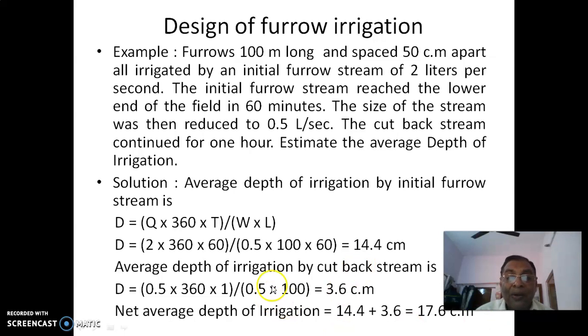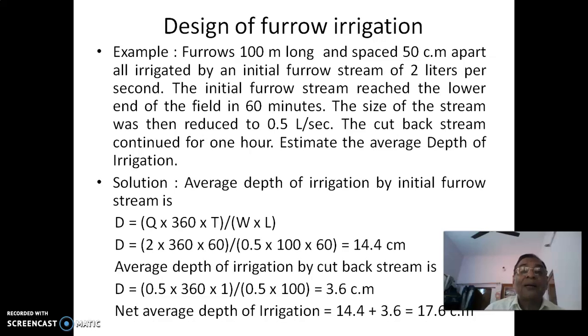So you can substitute here properly for the first stream. Then after this stream, it is reduced. Again, with the same formula, you substitute and you get 3.6 centimeters. So the net average depth of irrigation is the depth from the first stream plus the depth from the second stream, which combined is 17.6 centimeters.